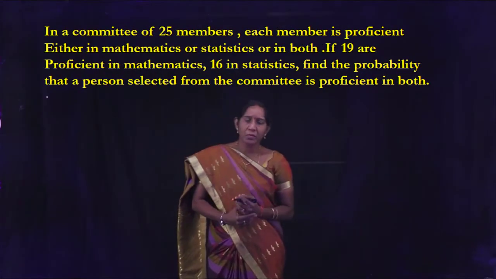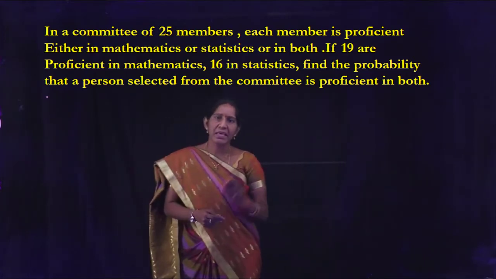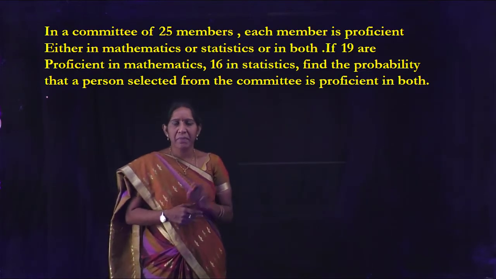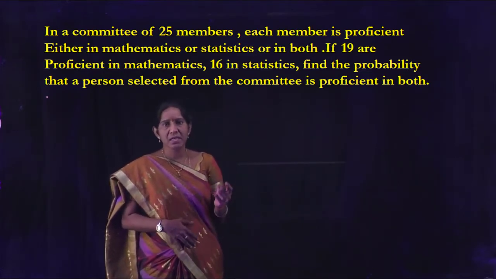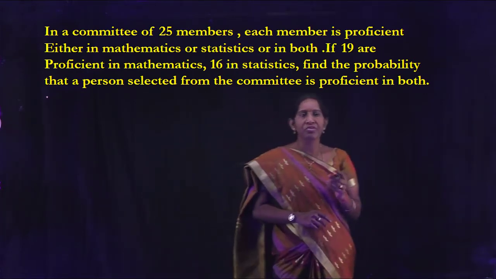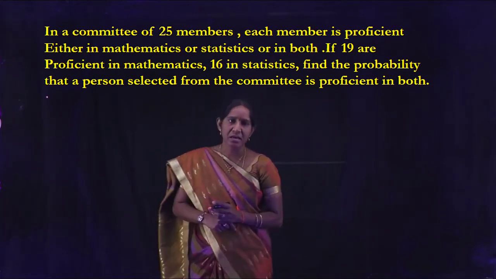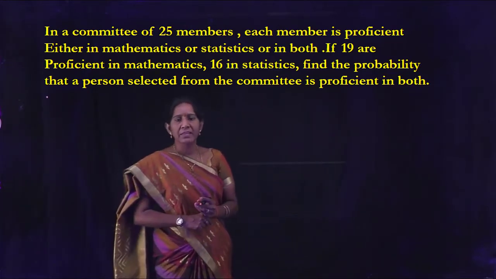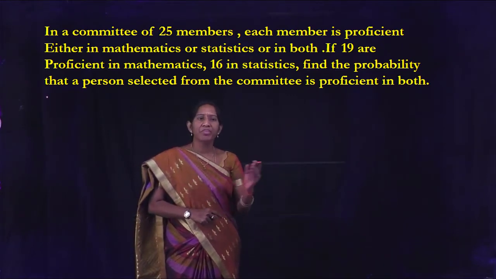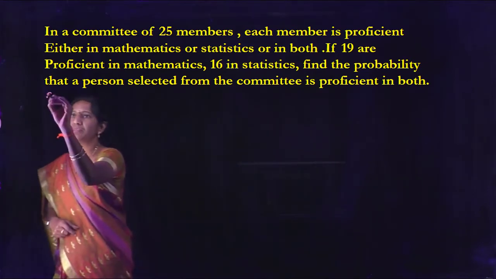See the next problem. In a committee of 25 members, each member is proficient either in mathematics or statistics or in both. If 19 are proficient in mathematics, 16 are in statistics, find probability that a person selected from the committee is proficient in both. Now, see the solution of this.